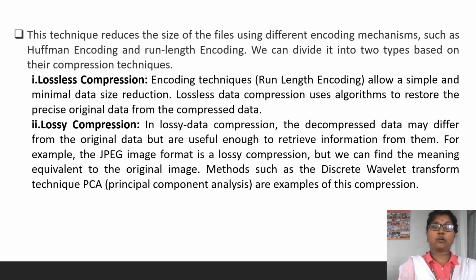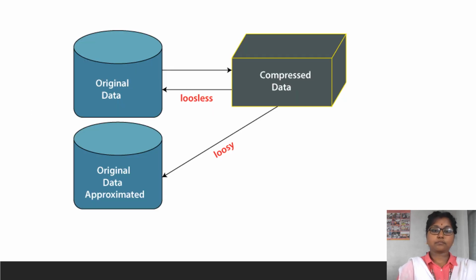Lossless compression encoding techniques allow a simple and minimal data size reduction. Lossless data compression uses an algorithm to restore the precise original data from the compressed data. Lossy compression. In lossy data compression, the compressed data may differ from the original data but are useful enough to retrieve information from them. Here we have a diagram. Original data, then compressed data. We get the original data without loss in lossless compression. From the compressed data we get the original data approximately, that is lossy.